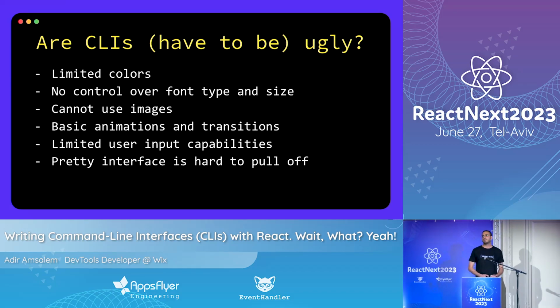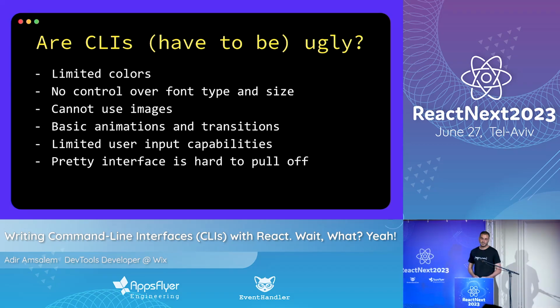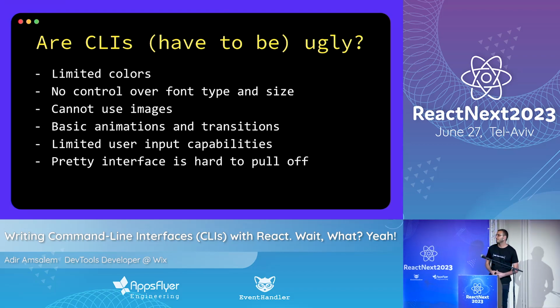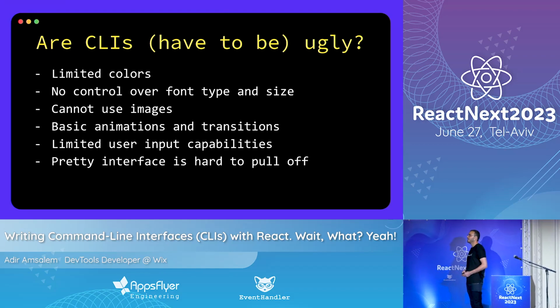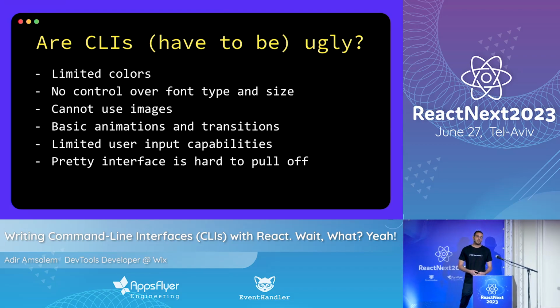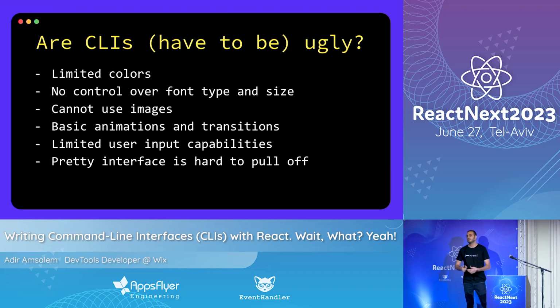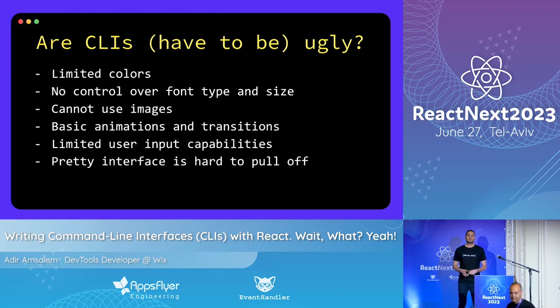We can only use a very limited set of colors. We cannot control the font, neither the type or the size. We cannot use images. We have very basic animations and transitions, essentially only ASCII art, basically. We have very limited user input capabilities. Again, we can only get text from the user. Users cannot use the mouse.